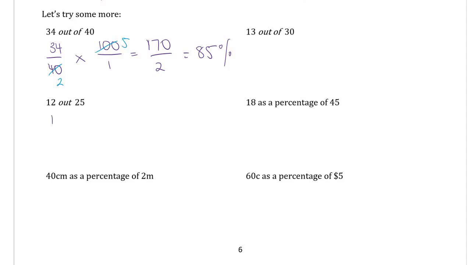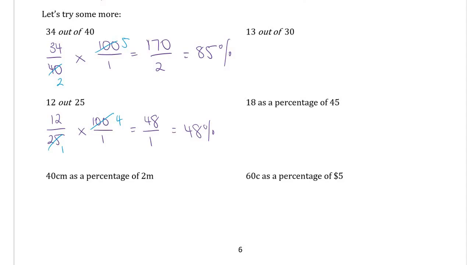Now, 12 out of 25, I'm going to do the same thing. I'm going to do 12 over 25 times 100 over 1. Do some cross-cancelling here, divide both of these by 25. And then we end up with 12 times 4, which is 48, over 1. So that ends up being 48%. Okay?